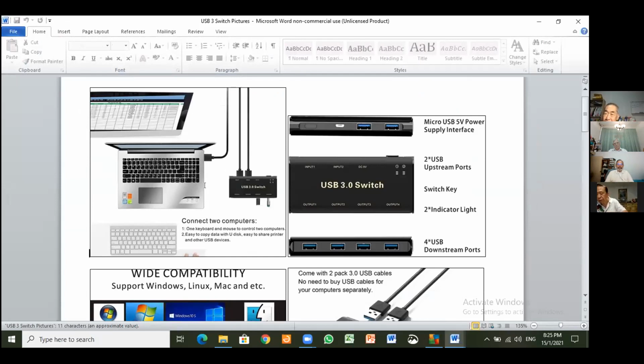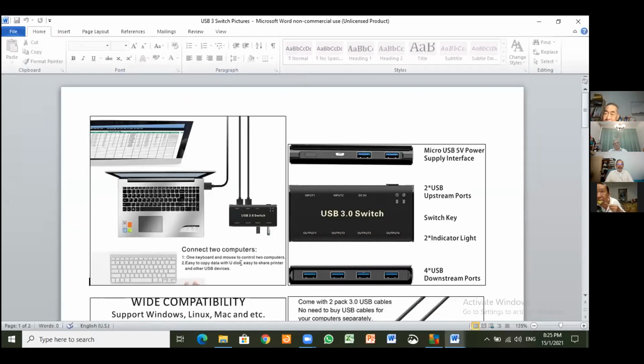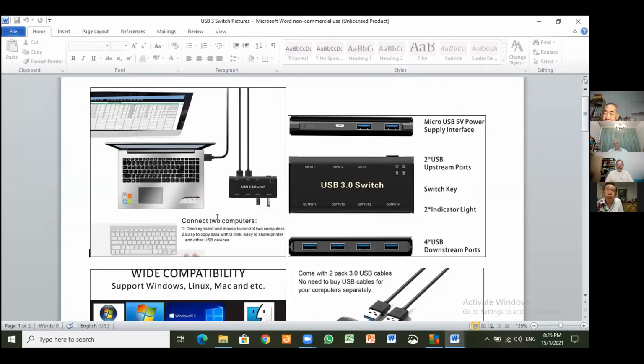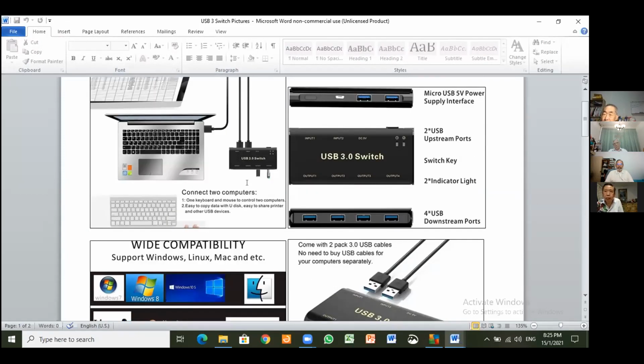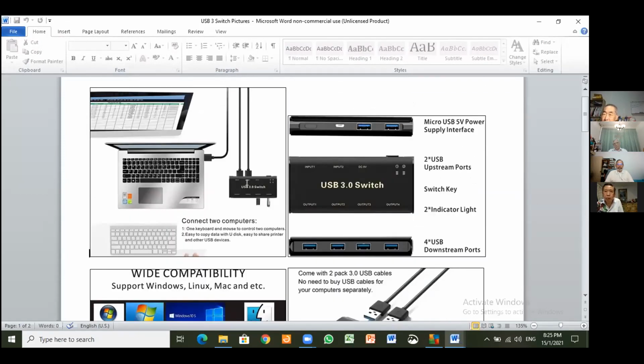Okay, so basically the switch. Now, with a normal USB hub you cannot share with two computers. Usually a hub you connect to one computer, one hub to one computer. But for a USB switch, you can connect to two computers to share the device.